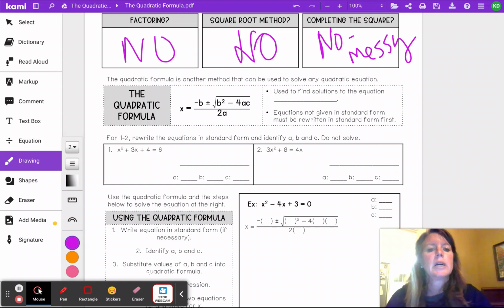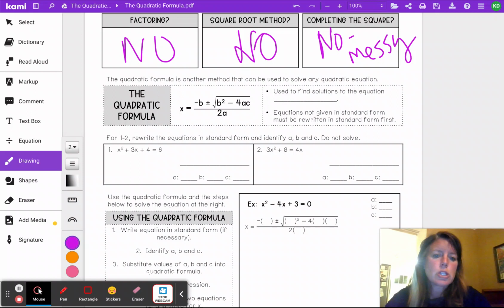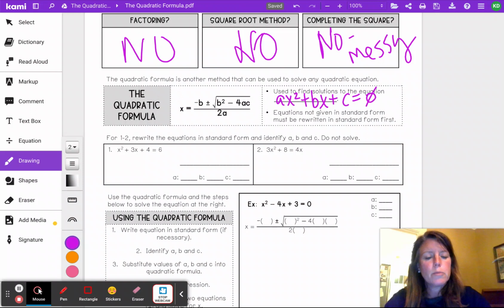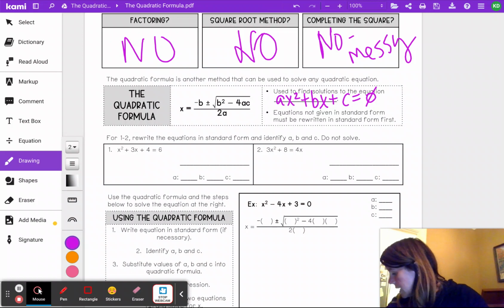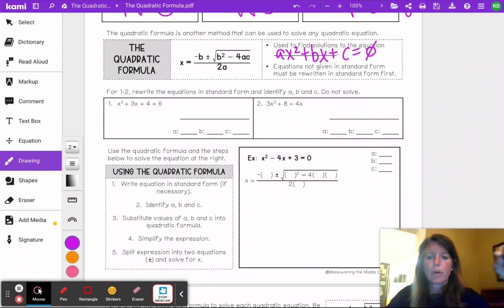Back to quadratic formula. All right, so we use quadratic formula when we have equations in the form ax squared plus bx plus c equals 0. Okay, so that's standard form equation. The formula: x equals negative b plus or minus the square root of b squared minus 4ac, divided by 2 times a. And again, those a, b, and c letters, those all represent numbers, okay? If they're not in standard form, we have to rewrite them so that they are in standard form. So that's what we're going to do in numbers 1 and 2.